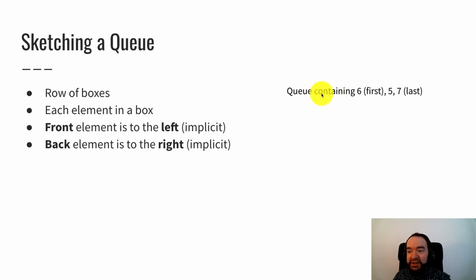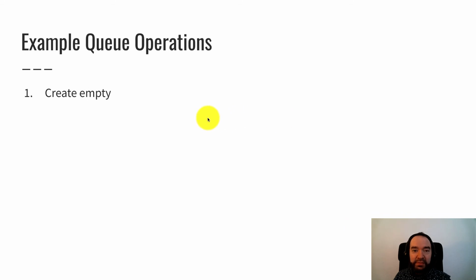So if I wanted to sketch a queue that contains 6, 5, and 7, where 6 is at the front of the queue, I would draw it like this. 3 rectangles with 6 on the left. That means that 6 is at the front. Let's just go through an example of executing some queue operations and sketching the result. If I create an empty queue, there's nothing to draw, just emptiness represents an empty queue.